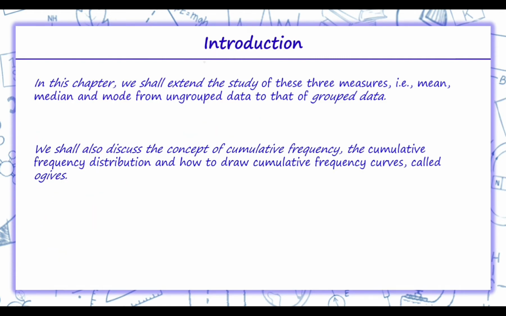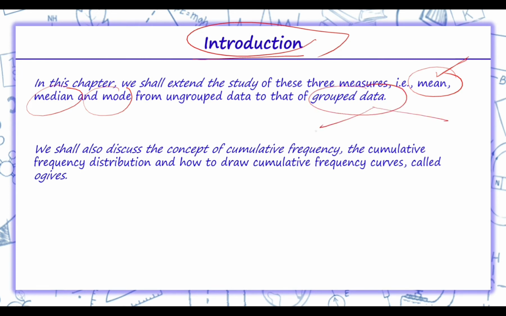Coming on to the introduction part, till now in 9th standard we studied the three measures of central tendency, mean, median, mode, but that was studied for ungrouped data. Now in class 10th, we will study these measures of central tendency, mean, median, mode, but for grouped data. Now there are two types of grouped data. One is discrete series, other is continuous series.